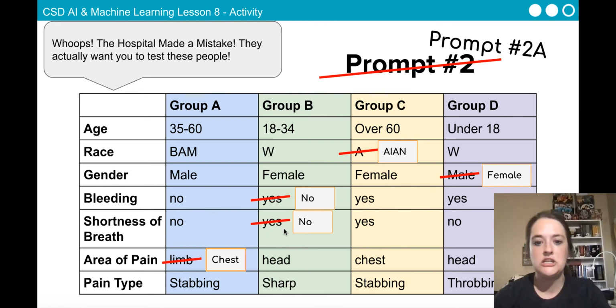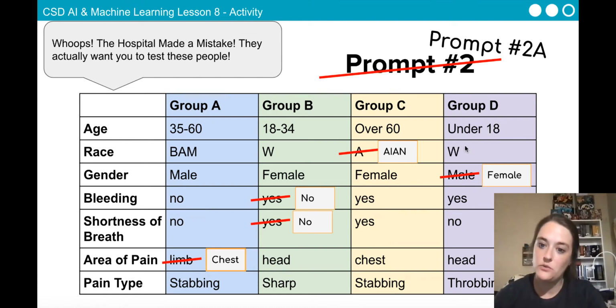And just from looking here, are you bleeding? No. Shortness of breath? No. Sharp head pain. Stabbing chest pain versus stabbing limb pain. I know the difference in this could be a heart attack, so that may need to be addressed immediately. Now, before this was changed, this was a priority. After the change, it's a return later.